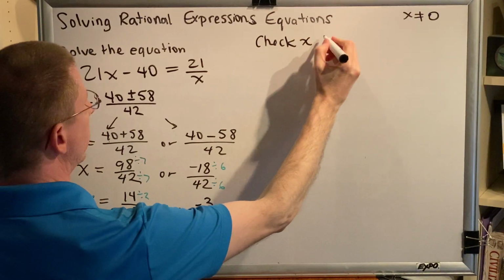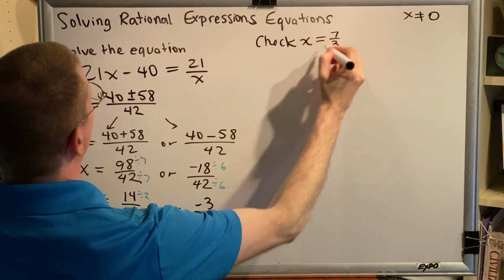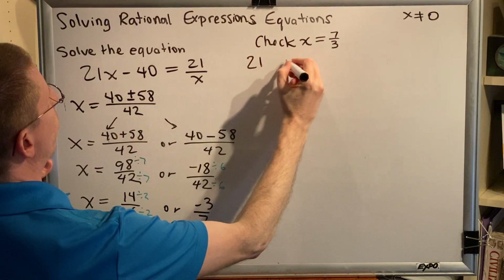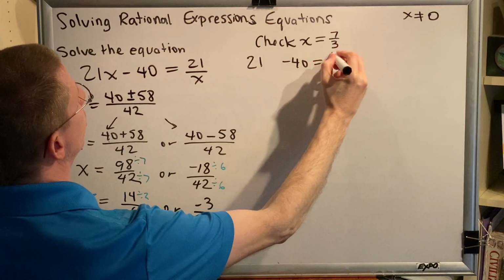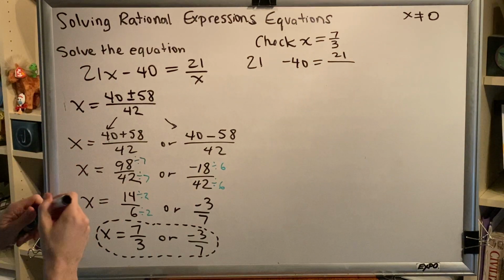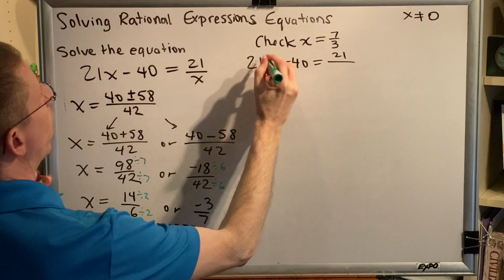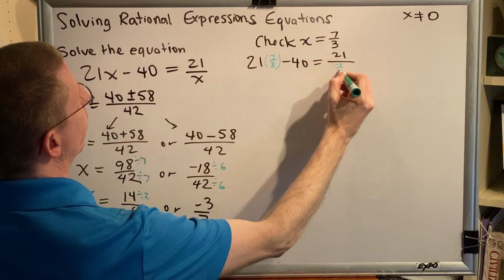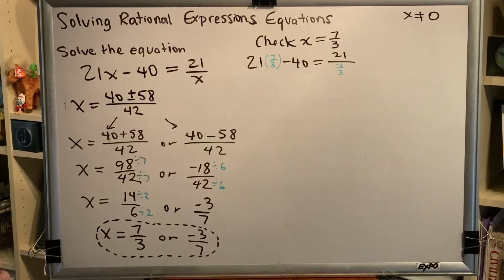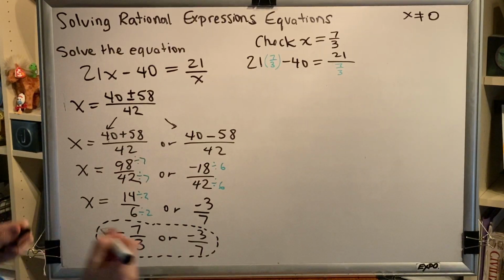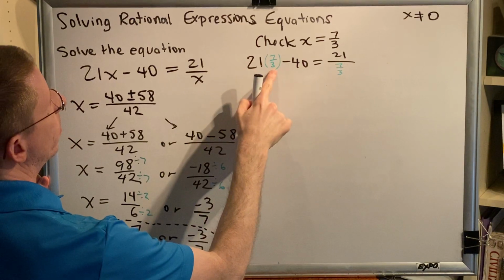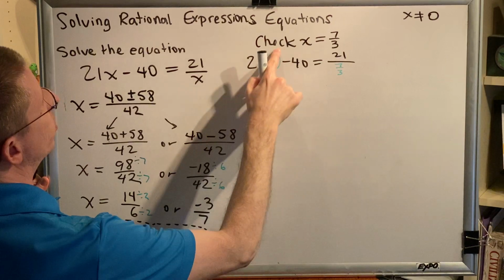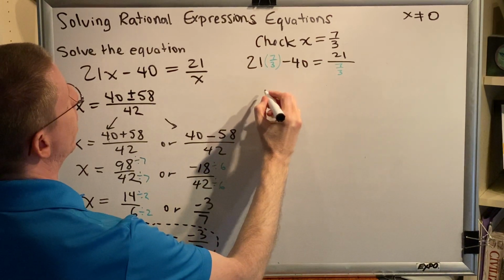First, we're going to check x equals 7/3. Checking is very easy. You just have to plug back into your original equation. Everywhere you saw an x in your original equation, you're going to replace it with 7/3. So, the 21 will be multiplied by 7/3, and this 21 will be divided by 7/3. Now we just have to see if the left side and the right side are equal. Okay, 21 is in the top, 3 is in the bottom. And 21 divided by 3 is 7, which then gets multiplied by this 7 to make 49.